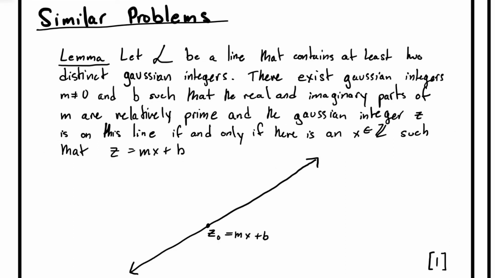The first piece of information that Gethner et al. use is a lemma. Let L be a line that contains at least 2 distinct Gaussian integers. Then there exists a Gaussian integer m not equal to 0 and a Gaussian integer b such that the real and imaginary parts of m are relatively prime, and the Gaussian integer z is on the line if and only if there is an x in Z such that z is equal to mx plus b.